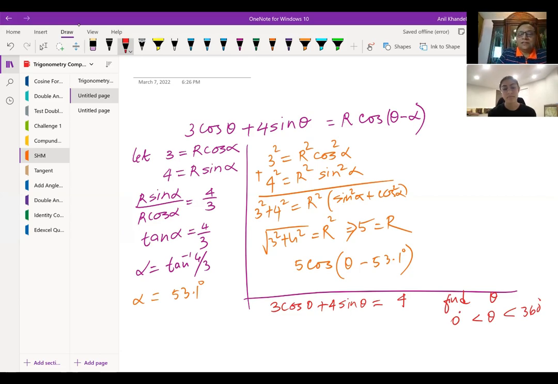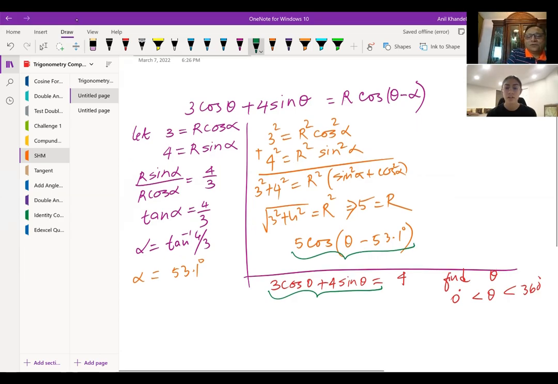If that is the question for you, correct? That is the question for you. How will you solve it? Now the idea is, first step is to write this left hand side as an expression like this. Do you see that? Right. And now it is an easy question for you.